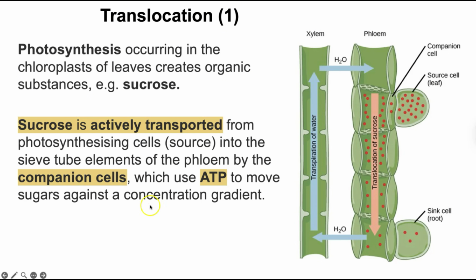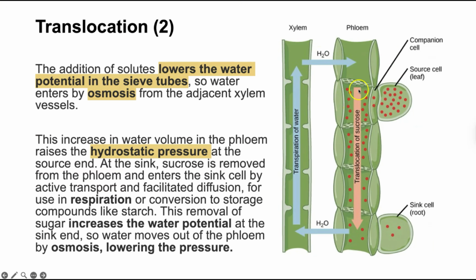And that is done using ATP because it's active transport. And the ATP is provided by the companion cells. So this is your mark number 1 in translocation. Sucrose is actively transported using ATP from the companion cells. Now we've got the sucrose into the sieve tube element. That lowers the water potential of the sieve tube element, and therefore water from the xylem will enter the sieve tube element by osmosis. So here would be our mark 2.